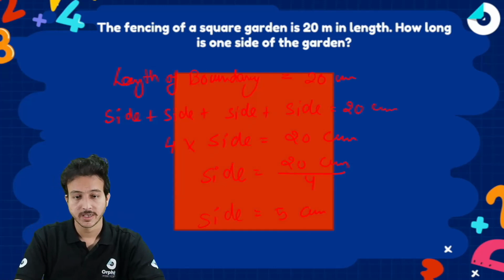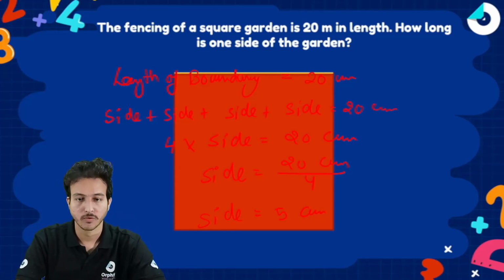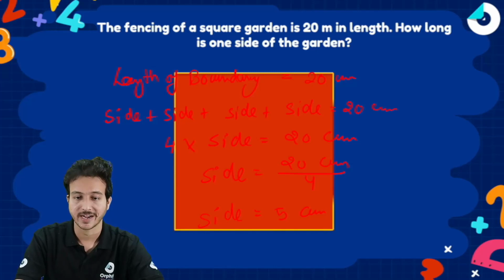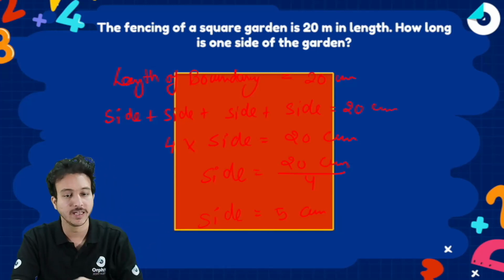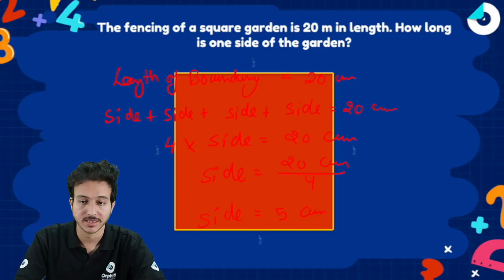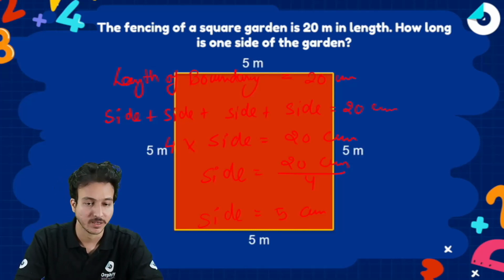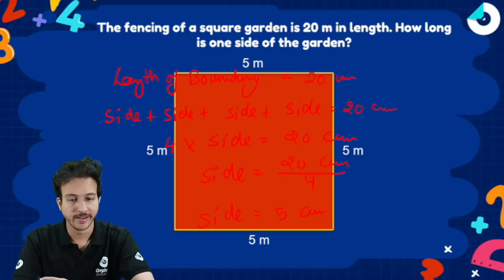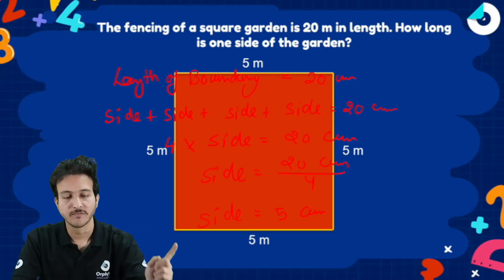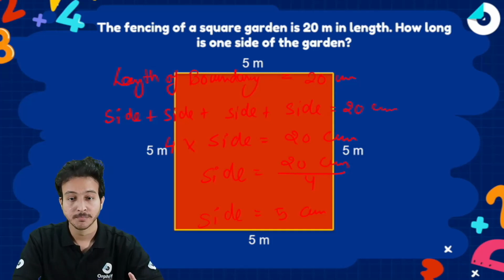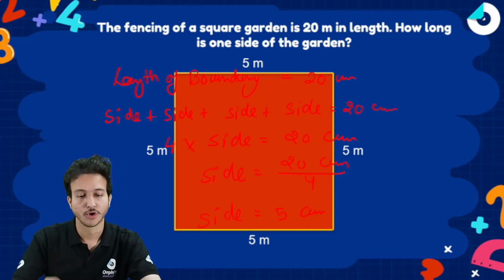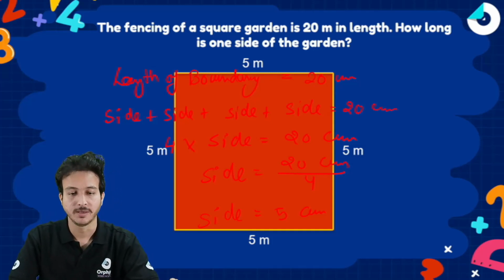So with this you can see this is the square which we are talking about. We have added all the sides. That means now this total length is given to us as 20. So each side will represent 5 meter, and 5 plus 5 plus 5 plus 5 will give you the answer as 20 meter. So the perimeter of your garden comes out to be 20 meter.